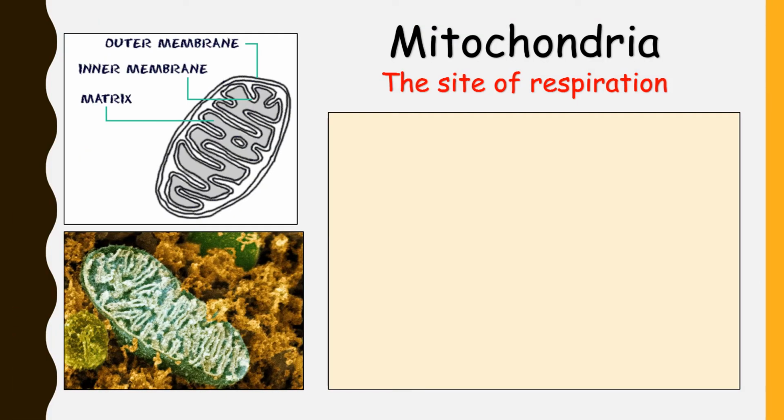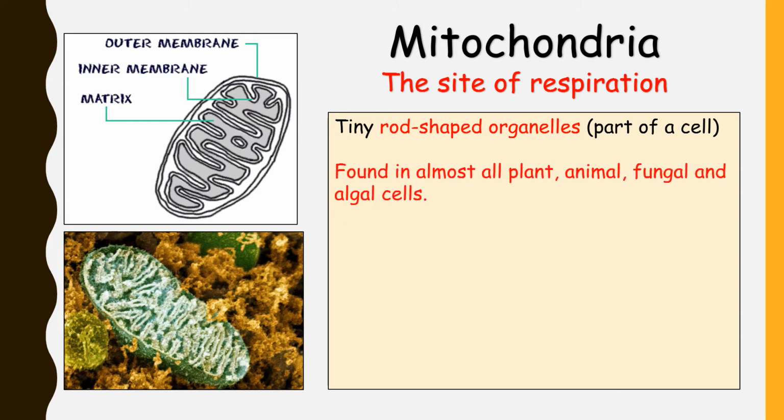Now, the mitochondria are very, very special organelles that are very well adapted to their function. They are tiny rod-shaped organelles, which means that each is part of a cell, inside the cell. Sometimes you will see them depicted as little kidney bean-shaped things, where it dips in towards the middle, but they are very, very small and kind of rod-shaped. They're found in pretty much all of the eukaryotic cells, so plant, animal, fungal and algal cells as well, algal being in the group protists.